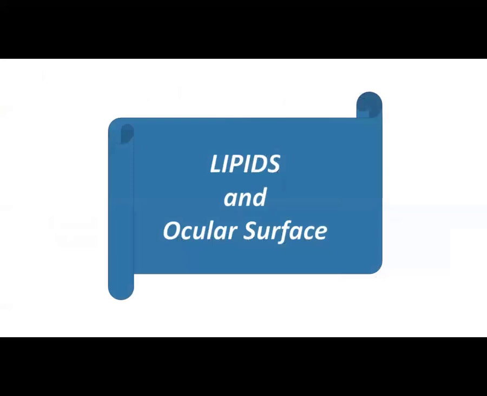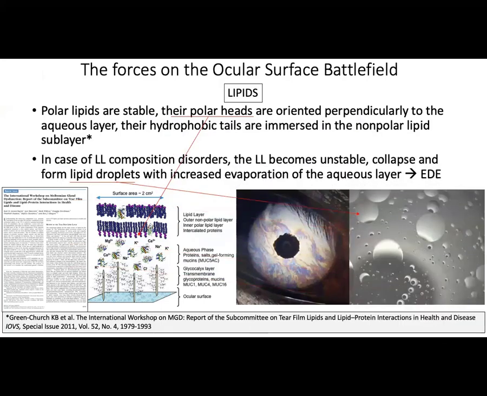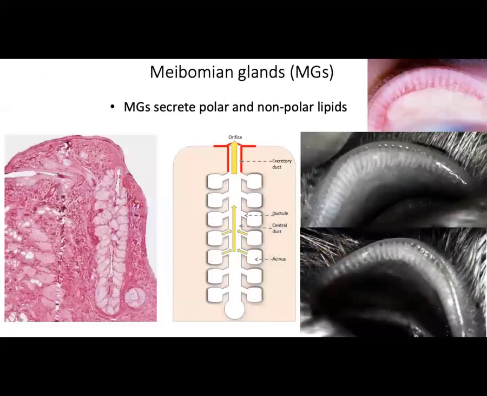So let's consider all components of the tear film, starting from the lipids. Polar lipids are stable. The polar heads are oriented perpendicularly to the aqueous layer. The hydrophobic tails are immersed in the nonpolar lipid sublayer. In case of lipid layer composition disorders, the lipid layer becomes unstable, collapses, and forms lipid droplets with increased evaporation of the aqueous layer. And so we have evaporative dry eye.